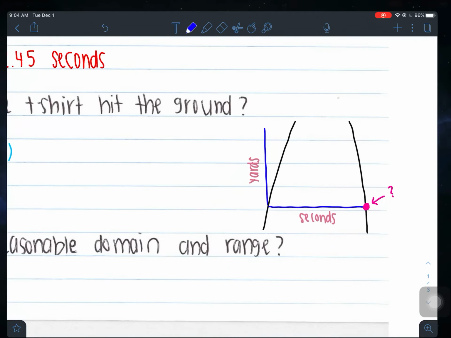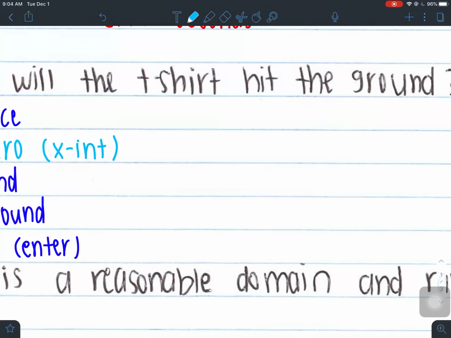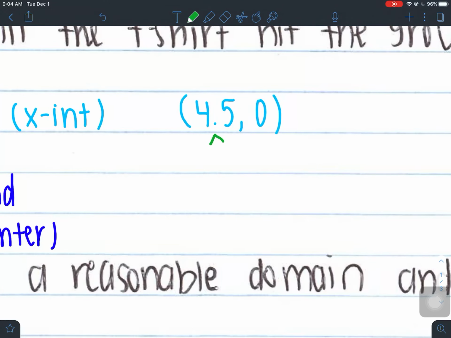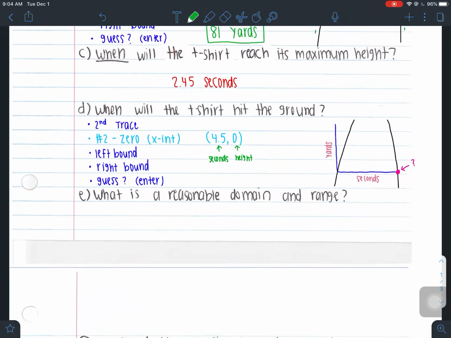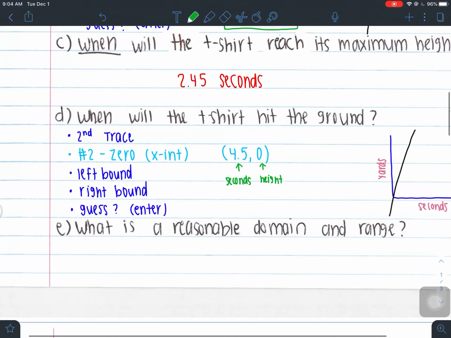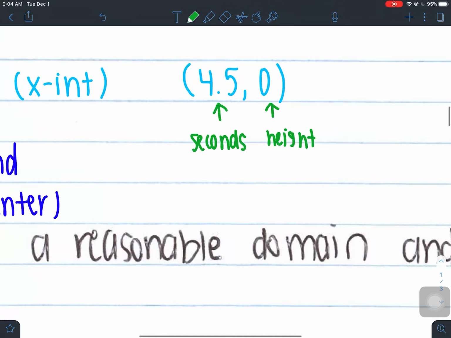So I'm going to go ahead and write down that point, so I know that's important. So I get 4.5, 0. Okay, so let's analyze what this point means. Remember, what are your x values in this problem? Your x values are your seconds. That's your time. Your y value is the yards, or the height. So here it's saying that at 4.5 seconds, your height is 0, which makes sense, right? Because after 4.5 seconds, your height is 0 because your t-shirt's on the ground. So it says, when will the t-shirt be on the ground? The question is, what part of this is our answer? The part of this that is your answer is the 4.5 part, because you're saying that at 4.5 seconds, that's when your t-shirt's going to land on the ground again.